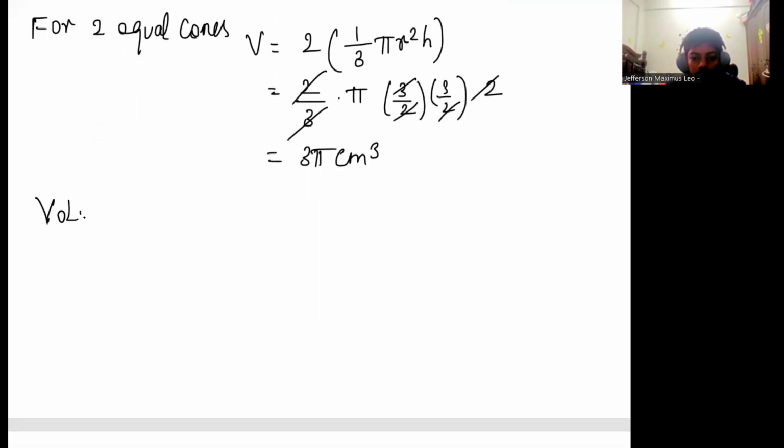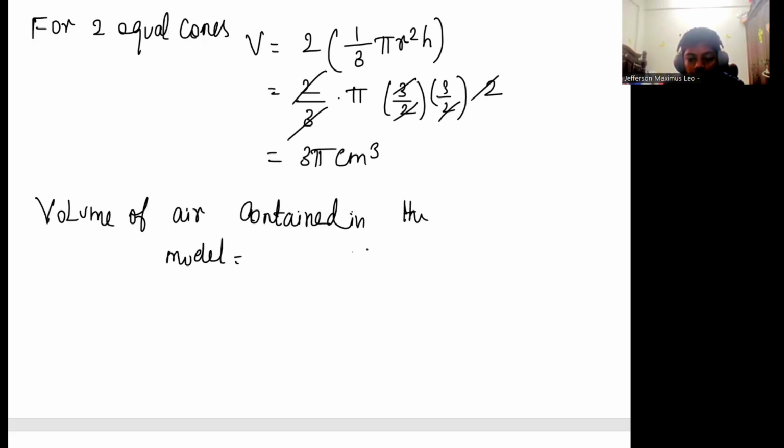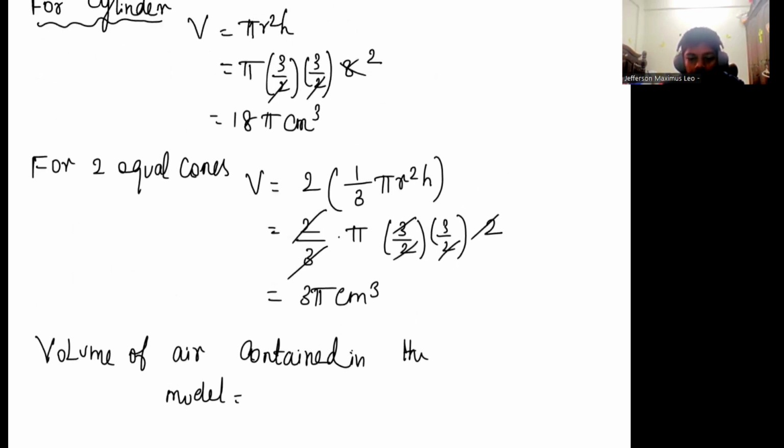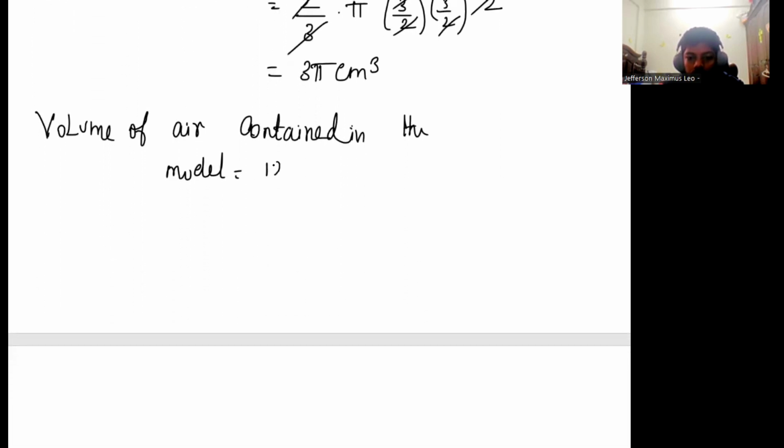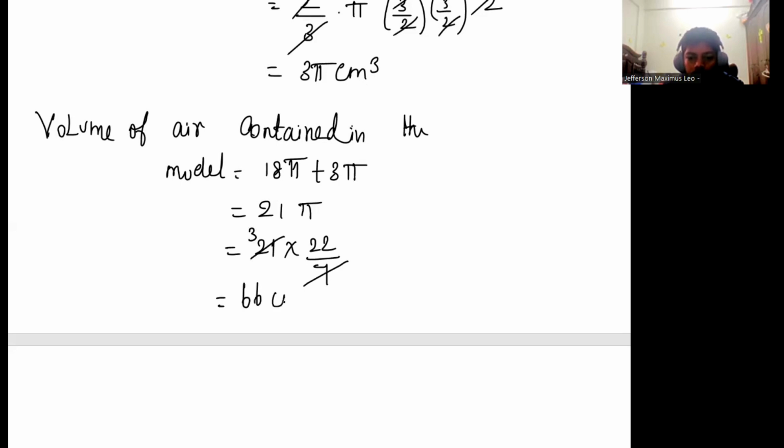So volume of air contained in the model is equal to, as already calculated above, 18 pi plus 3 pi. Just add both. It is 21 pi. Now pi is replaced by 22 by 7. Here 7 and 3, so 3 times 22, it is 66 centimeter cube.